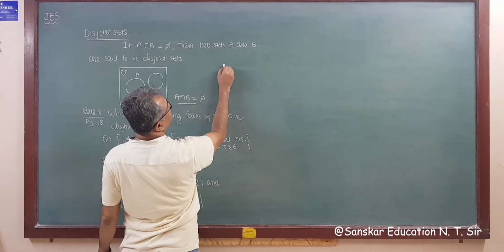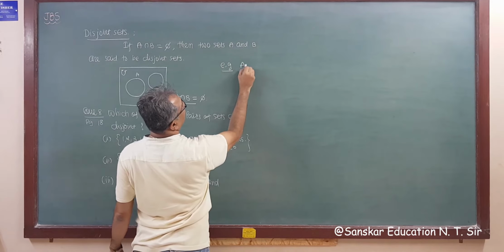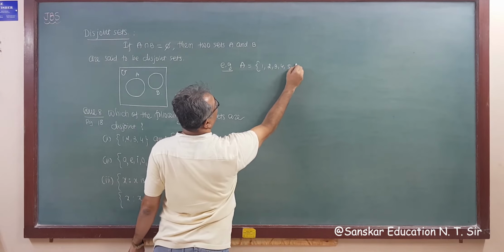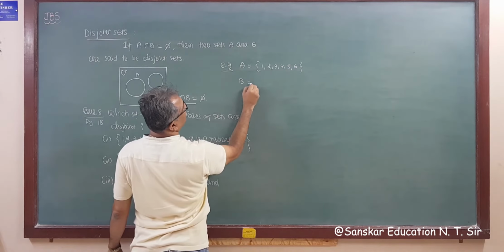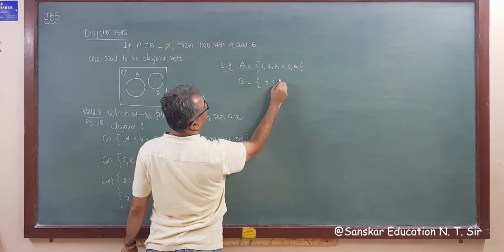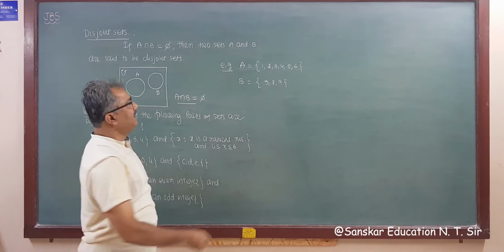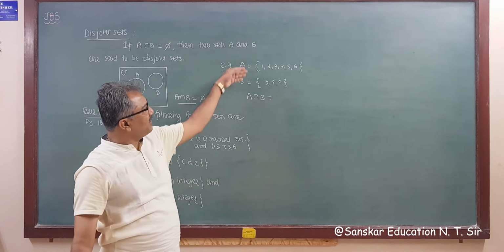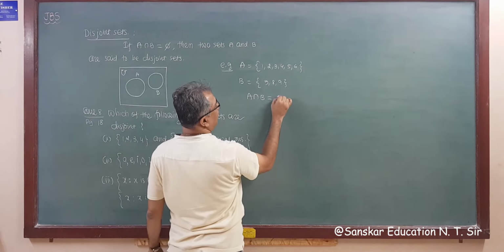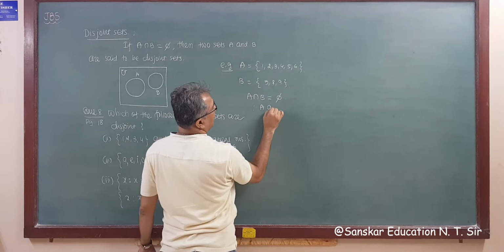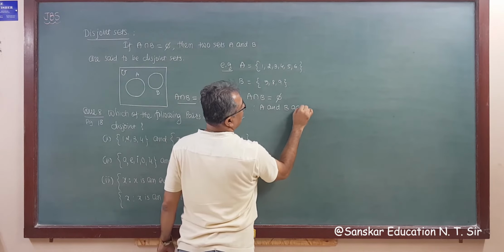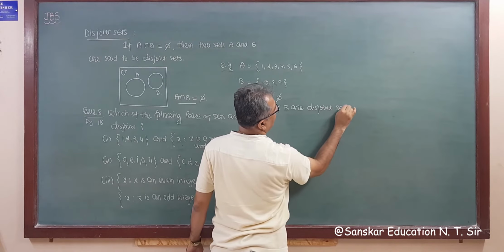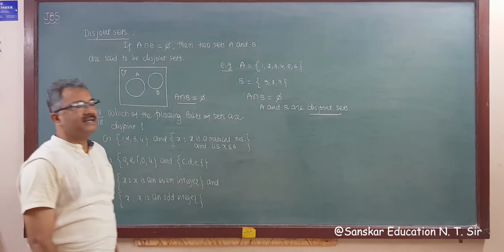Suppose I take one illustration. For example, if I take A as 1, 2, 3, 4, 5, 6 and B as 7, 8, 9, then clearly the intersection of these two sets, A intersection B, has no common element. So this is phi. Therefore A and B are disjoint sets, right?